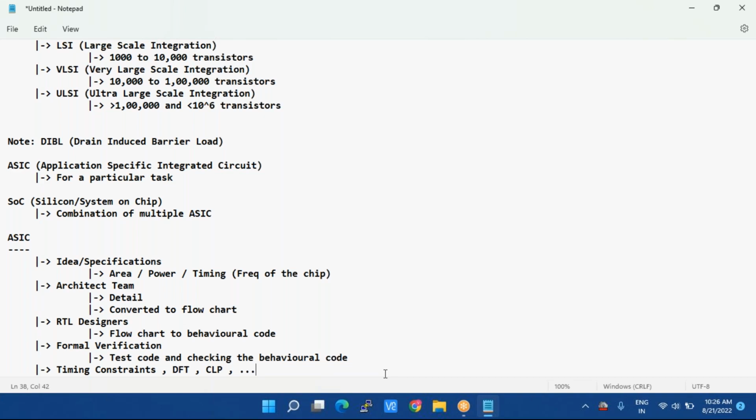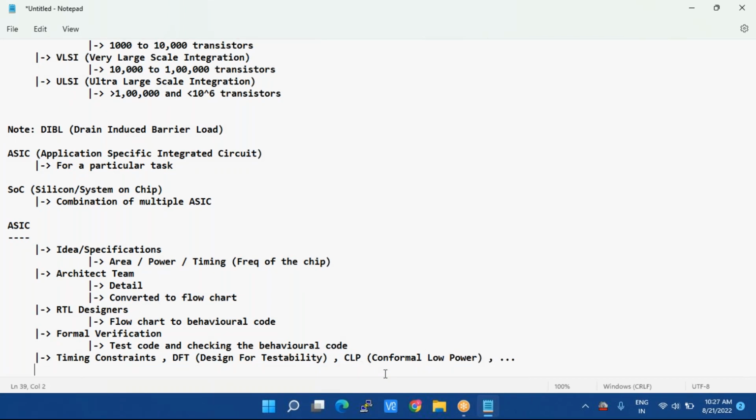With respect to the RTL code which we have written, we are going to be writing the timing constraints. In DFT stage, we are going to be writing scan chains. And next is CLP, that means conformal low power. DFT means design for testability. CLP means conformal low power. So timing constraints, DFT, CLP.